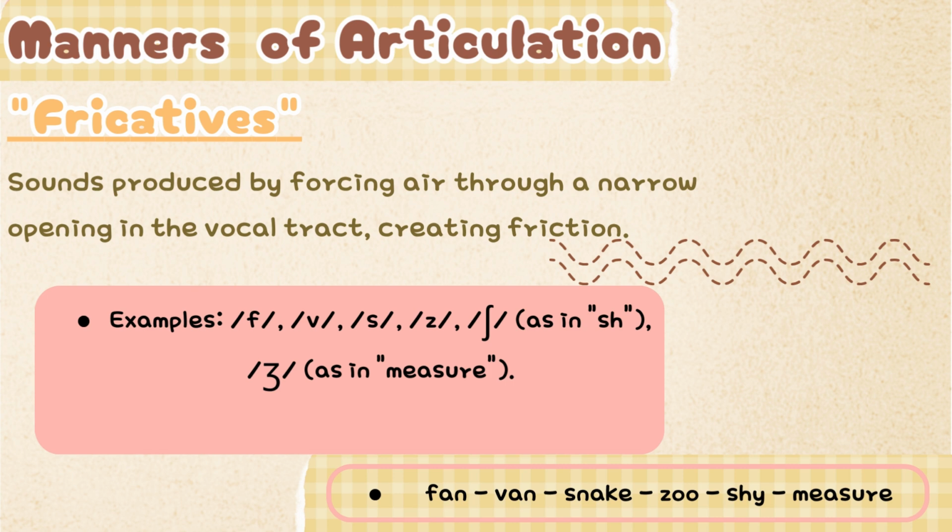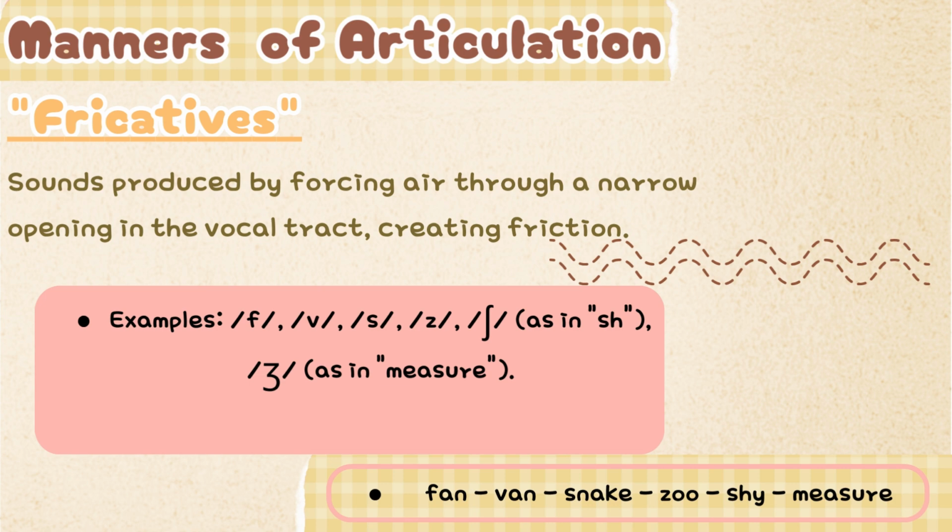The s sound in snake and the z sound in zoo are produced by forcing air through a narrow gap between the tongue and the alveolar ridge. Similarly, the sh sound in shy and the zh sound in measure are created by forcing air through a small opening between the tongue and the roof of the mouth.